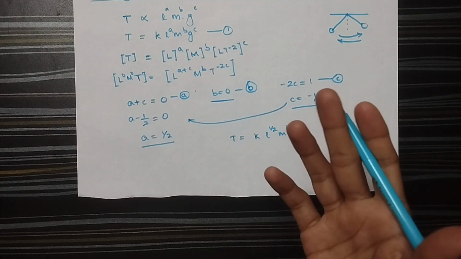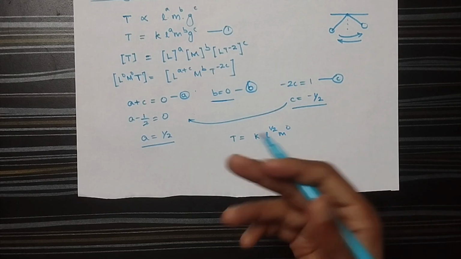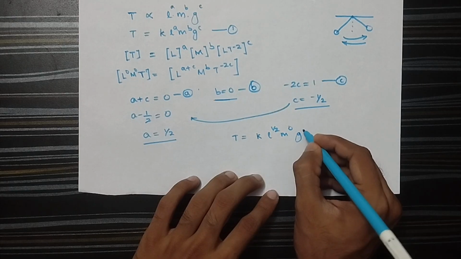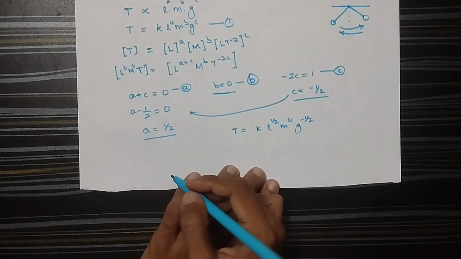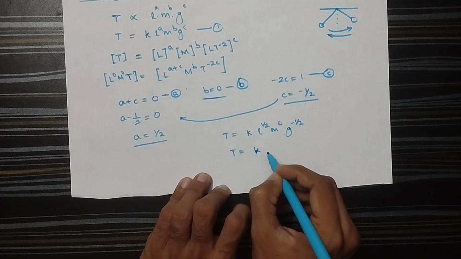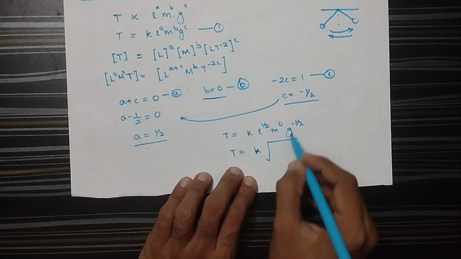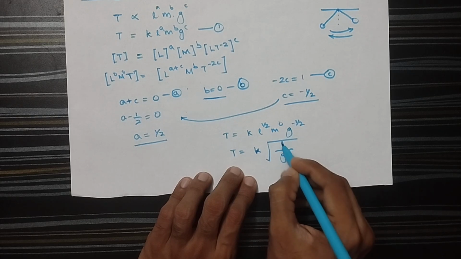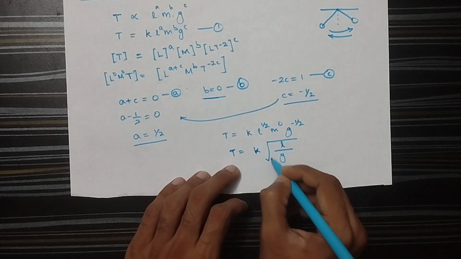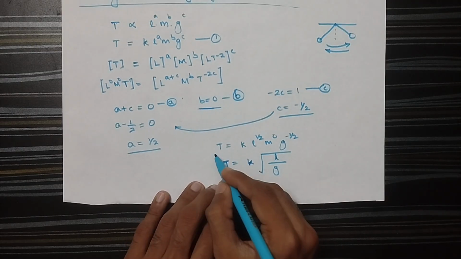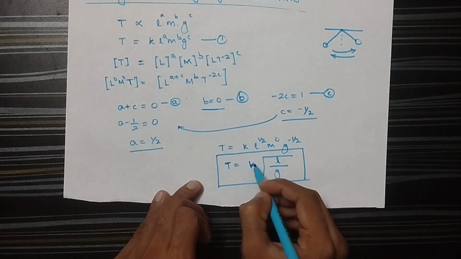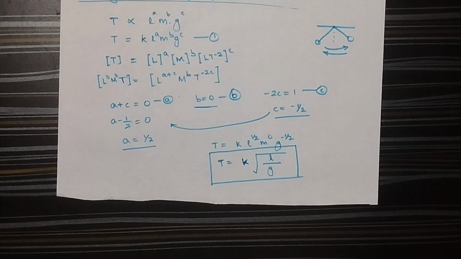Whatever the mass of the bob, even if it's 1 kg or 0.5 gram, any mass, the time period of the oscillation would be the same. And g is raised to minus 1 by 2. If we write this properly, k, root, half is this root. This is minus, so it's in the denominator, g. M is 1, so we don't write that. So T is equal to k into root L by g. So we got this equation. This is what they asked for. We can't find out the k. So that's the drawback of this method.